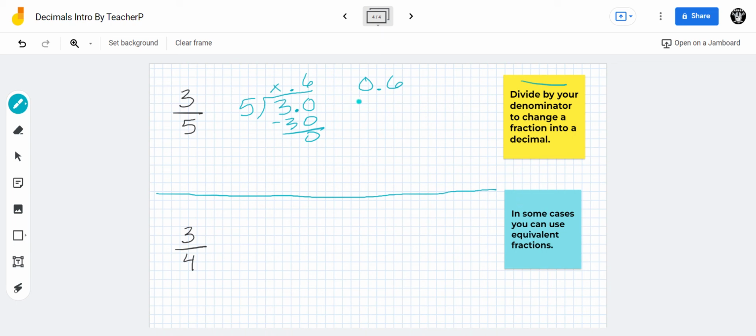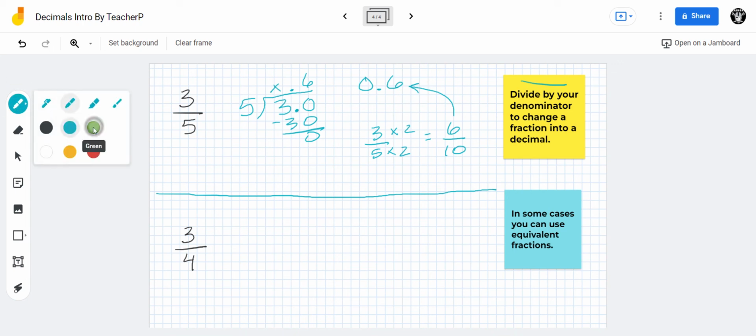Now, another way is you can use equivalent fractions. So you can take your 3 over 5. You say, okay, I can change that into a 10. And you have to change it into something like a 10 or 100 or 1,000th or something like that. But I'm going to say times 2 and times 2, and I get 6 over 10. And if I get 6 over 10, then I know that that is equivalent to 0.6 because that is 0 ones and 6 tenths.